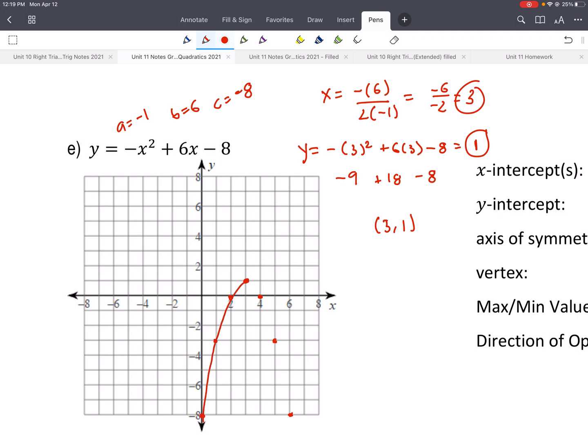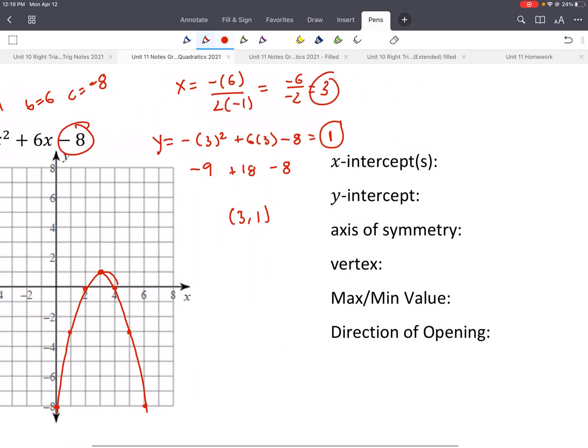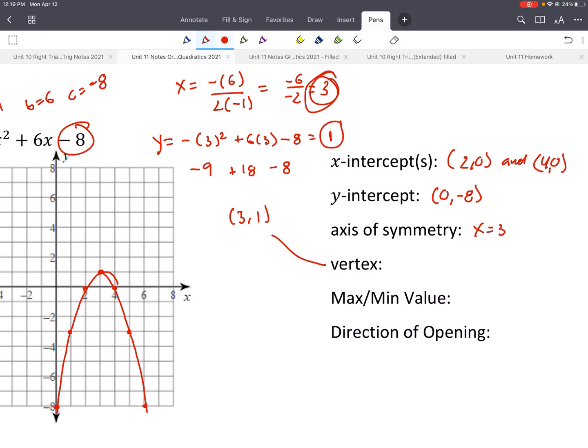And again, you see that it crosses the y-axis at -8, and we have C is -8, so that works great. We have 2 x-intercepts. We have 2, 0 and 4, 0. Y-intercept is 0, -8. Axis of symmetry, which we found out at the very beginning, that's x equals 3. The vertex we also wrote down here, that's 3, 1. The vertex is a maximum, and its value here is 1. Again, it's how high it goes. So pretend like you're going on a hike up this mountain. The highest you'll go is 1. Okay? And then the direction of opening is down.